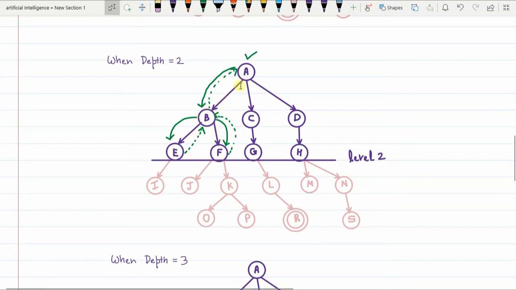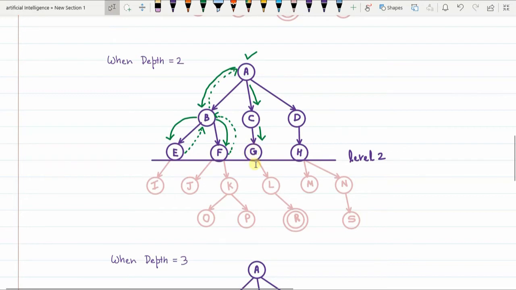Now one path is already explored. A has two more successors left, so randomly any one will be chosen. Let's say from A, the algorithm chooses the path going towards C. Then again it checks whether C is a goal node. C is not a goal node. Then it checks whether C can be expanded further. Yes, C can be expanded, so C is expanded further to reveal G.